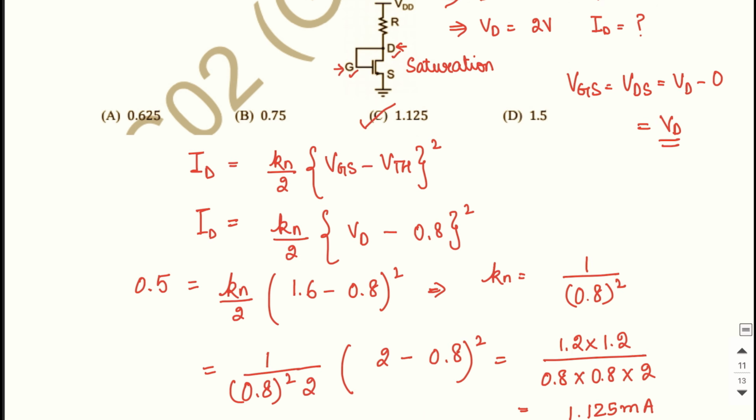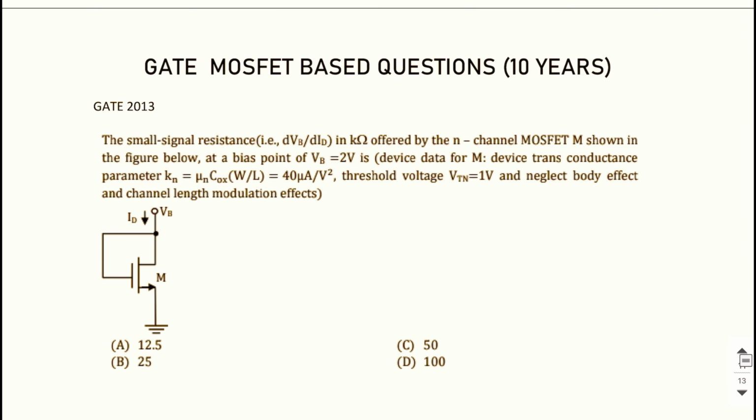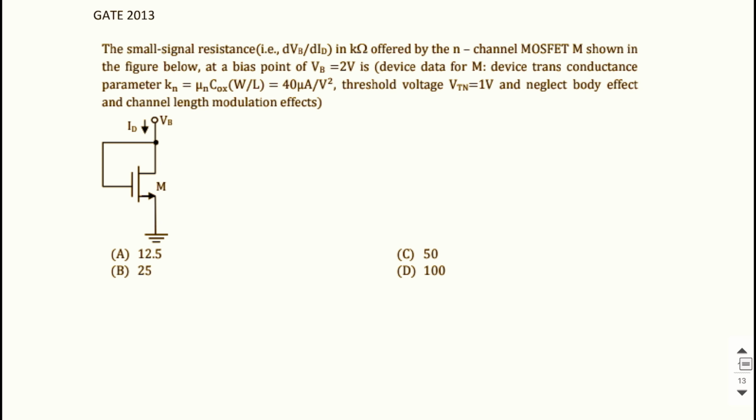Let's move to the next question. This question says that the small signal resistance, that is dVB upon dID in kilo ohms, offered by the N-channel MOSFET M shown in the figure at the bias point of VB equal to 2 volt is what? And the device data that is given to you is the value of Kn, which is 40 microamperes per volt square, the threshold voltage, and you are asked to neglect the body effect and the channel length modulation.